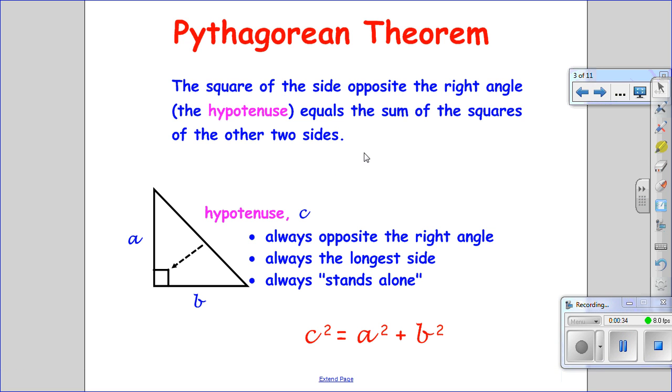Okay. Things to remember: the hypotenuse is always opposite the right angle. It's always the longest side, and it always stands alone in the equation C squared equals A squared plus B squared. And by stands alone, I mean it's always the one on the side of the equal sign by itself.